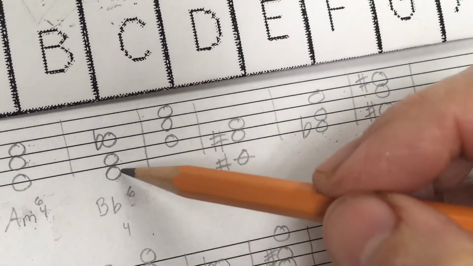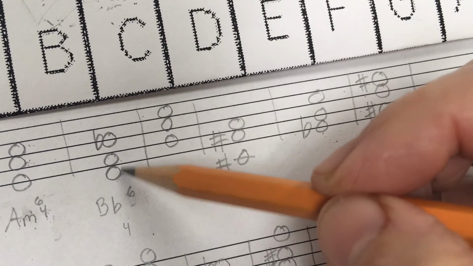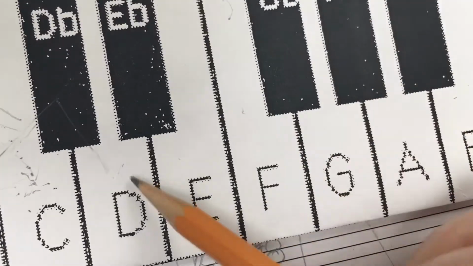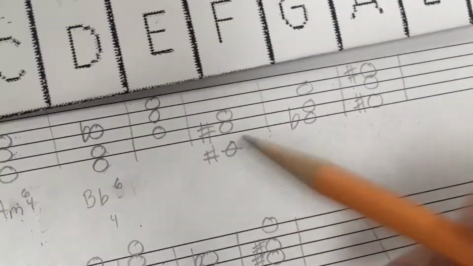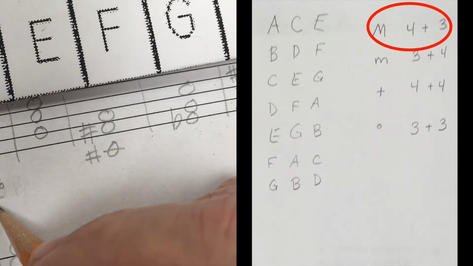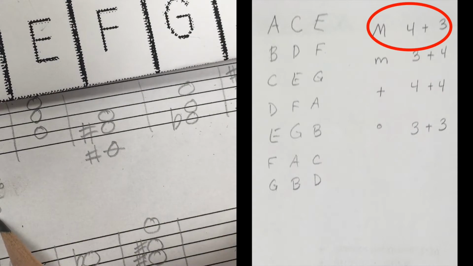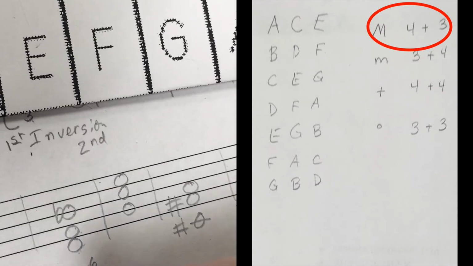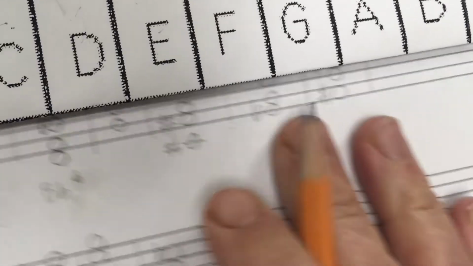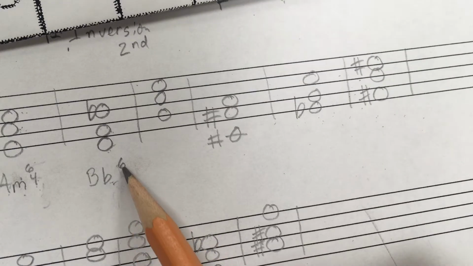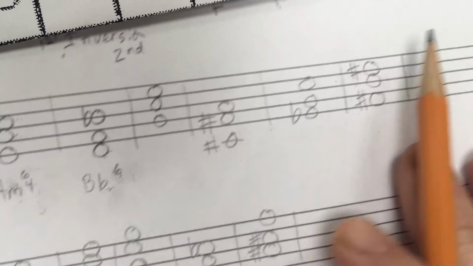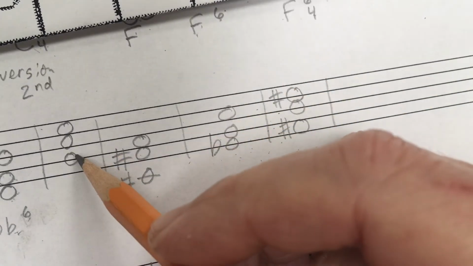Now we need to figure out the distance between D and F. 1, 2, 3, and 3. So that tells us that we have a major chord. So we can leave this alone as it is. B flat in first inversion. Okay, let's take a look at this one.